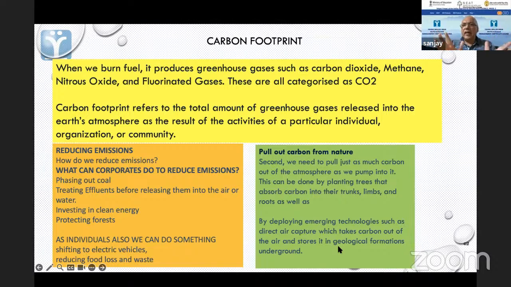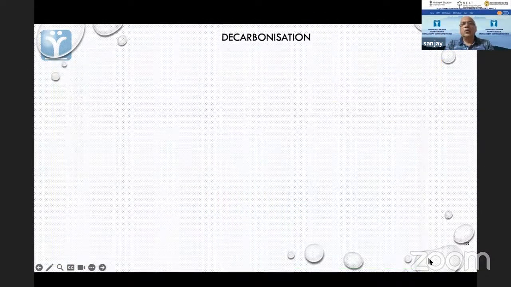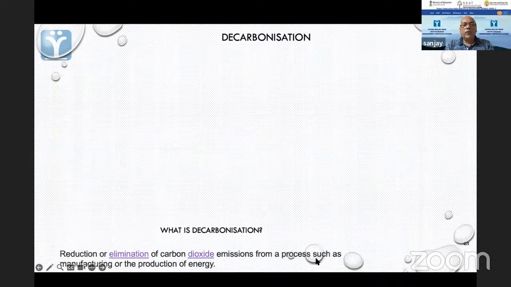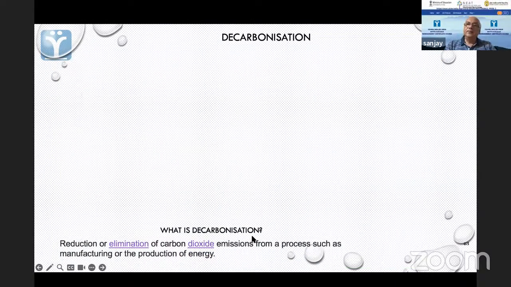So basically the carbon footprint is this. Now, given this background, how can we go for decarbonization? And what is decarbonization? This is basically the reduction or elimination of carbon dioxide emissions from a process such as manufacturing or the production of energy. So essentially, decarbonization is the process of reducing emissions. That is the basic idea.